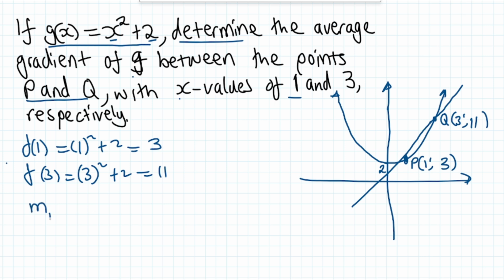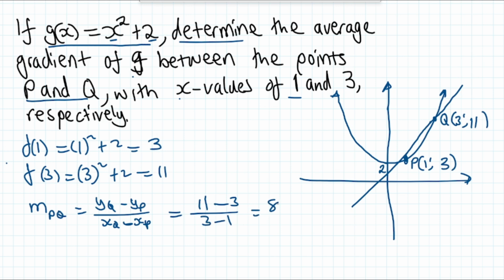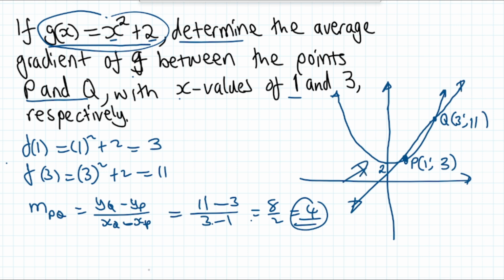The gradient of PQ is going to be y at Q minus y at P over x at Q minus x at P. So it becomes 11 minus 3 divided by 3 minus 1. 11 minus 3 is 8, and 3 minus 1 is 2. So the average gradient is 4. The average gradient of this function between P and Q is positive 4. It makes sense because this is an increasing graph. It's going up like that. So this is how we calculate the average gradient.